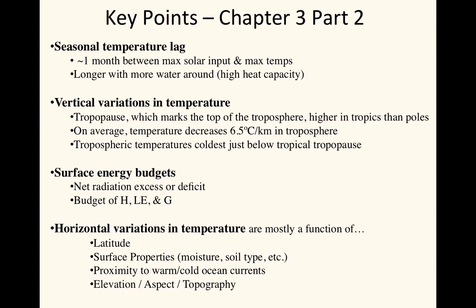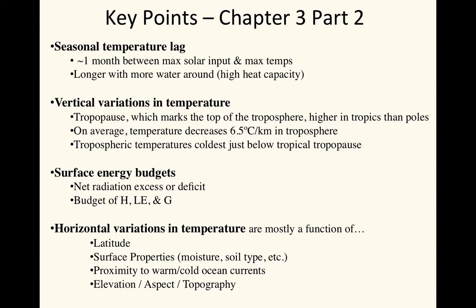Surface energy budgets involve net radiation budgets, which consider how much shortwave radiation is arriving versus leaving, and also how much longwave radiation is coming in versus leaving. And the net radiation can have an excess or a deficit. If you have an excess of net radiation, there's a bunch of things that could happen to it. It could go into sensible heating, it could go into evaporating water, or it could conduct energy to the ground, or it could simply raise the temperature of the surface over time.